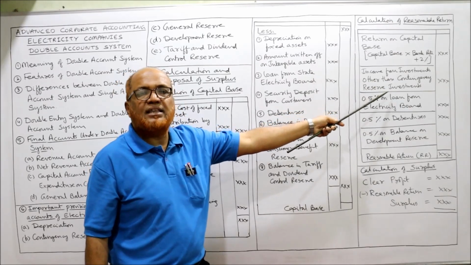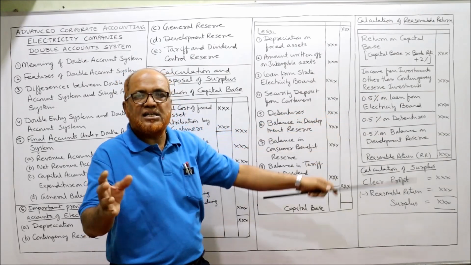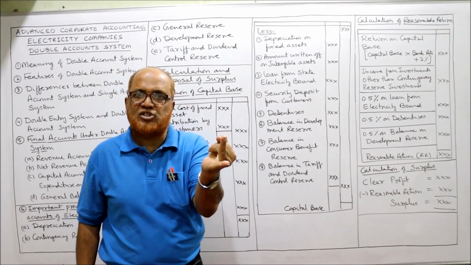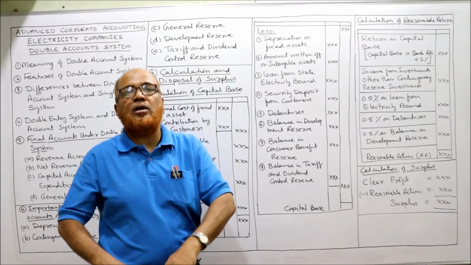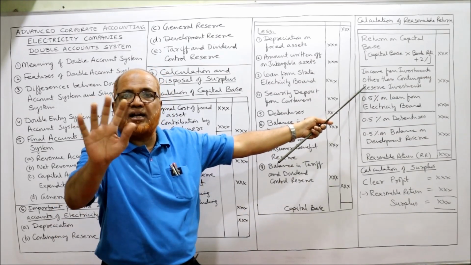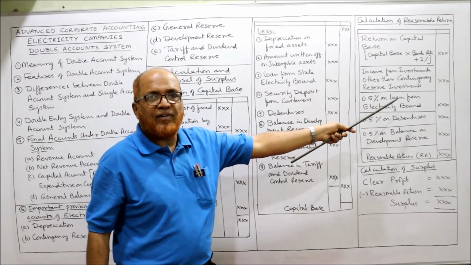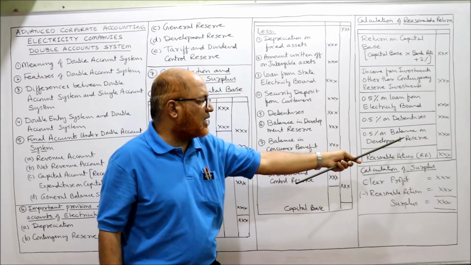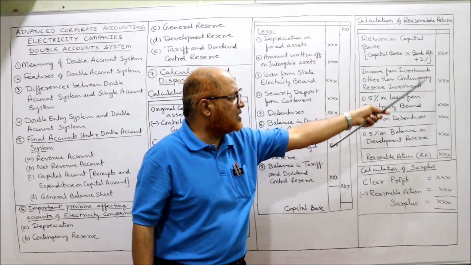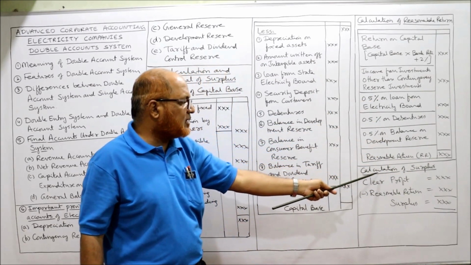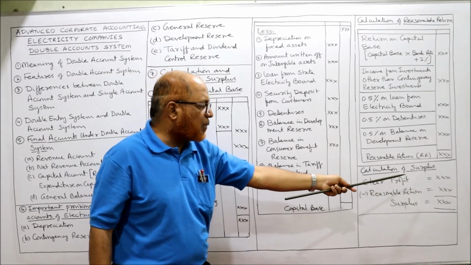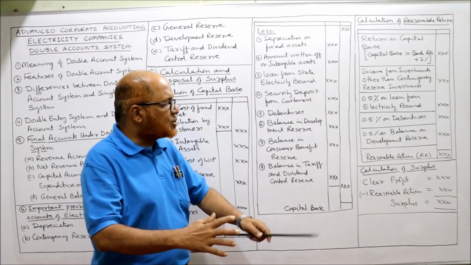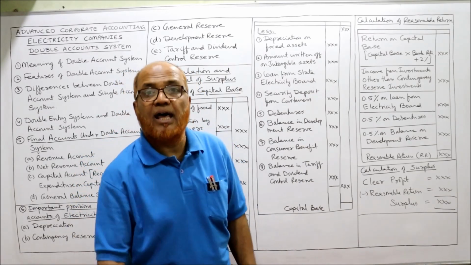Then income from investment other than contingency reserve investment. Two types of investment are there: contingency reserve investment and other reserve fund investment. So we take return on reserve fund investment, not contingency fund investment. Then 0.5% on loan from electricity board, 0.5% on debentures, 0.5% on balance of development reserve, and we'll get the reasonable return. After calculating reasonable return, calculation of surplus: take the clear profit minus reasonable return. We'll get the surplus.